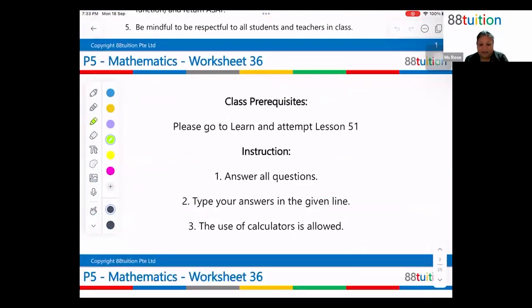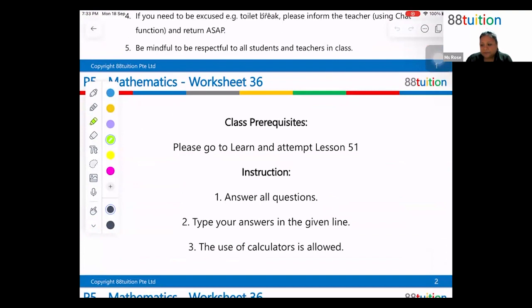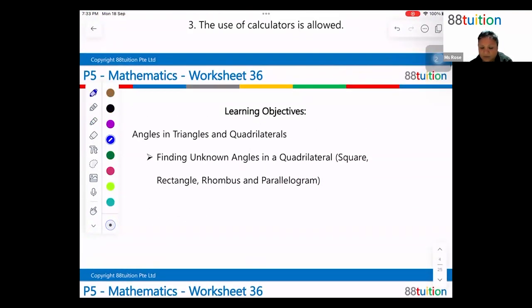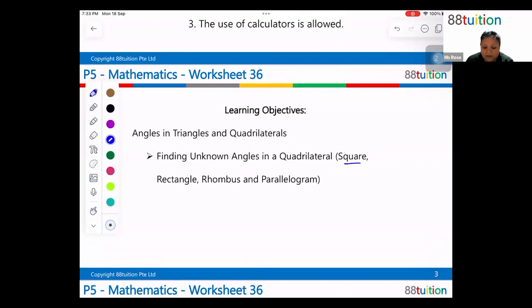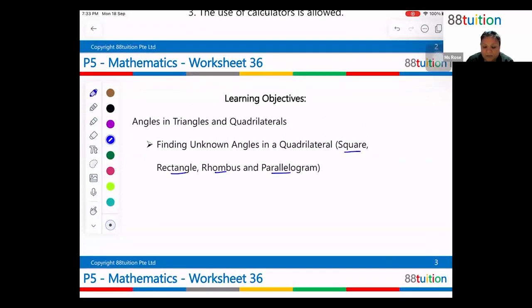Okay. Have you all done angles in school already? Yes, we are doing angles now. Okay, so remember, lesson 51 will explain to you what you need to know. Okay, good to know that you just started. Okay, only P3. Okay, so we're doing square, rectangle, rhombus, parallelogram.